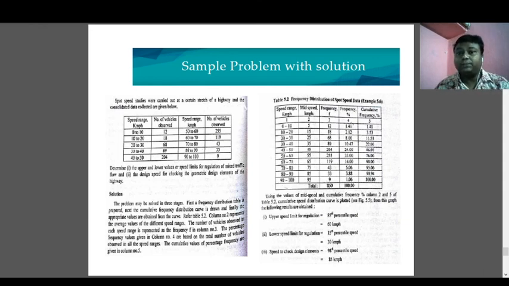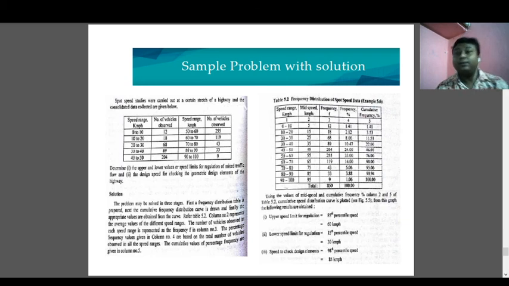The frequency is expressed as a percentage of the total, which is 850. So for that particular speed range, what is the frequency percentage? 12 out of 850 is 1.41%. 18 out of 850 is 2.12%. In this way, we find the frequency percentage.